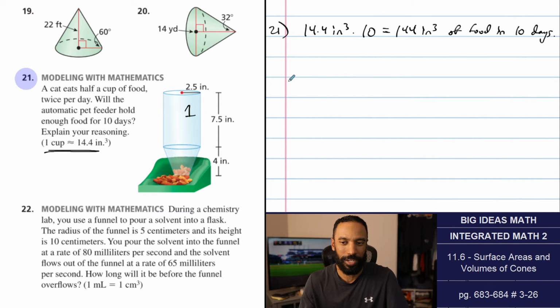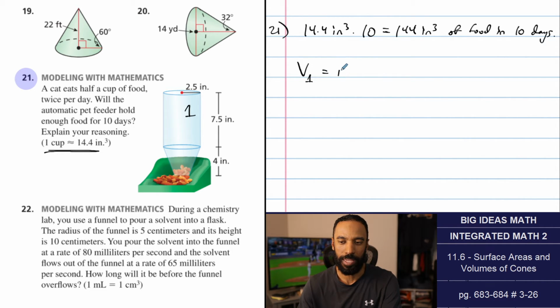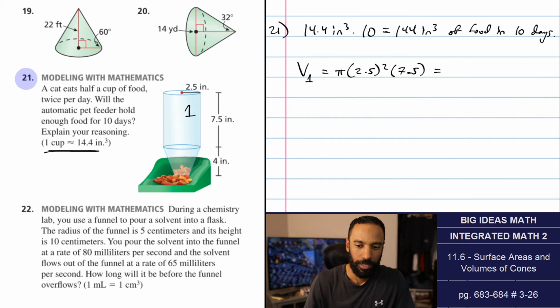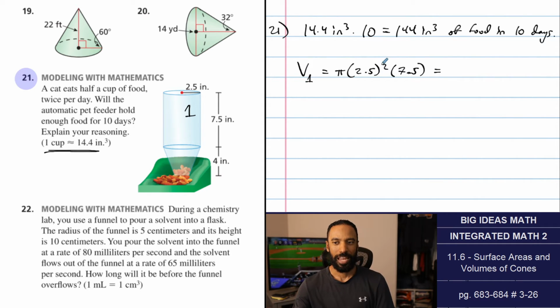So for object 1, the volume is going to be area of base, pi times r squared, times the height of 7.5. Now that is calculator. That's 6.25. 2.5 squared times 7.5. That's 46.875 already. And times pi, oh my goodness. That's going to be 147.